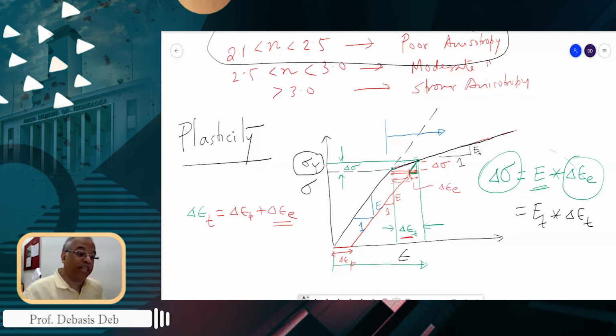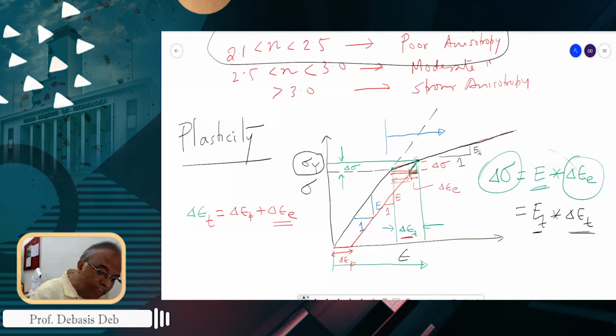So the change of stress, now I am taking the bigger triangle where this is the delta epsilon T and ET is my tangential modulus. This is called tangential modulus. So this is also true.